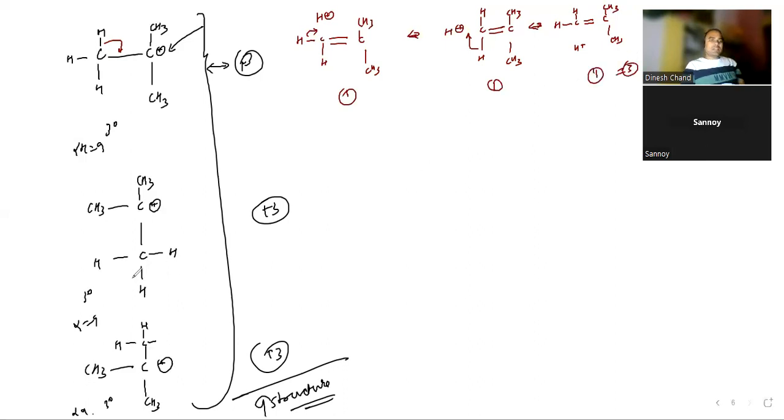Can you draw for this one, second one? Can you draw here for this one? So sir, actually this type of structures I am not able to draw.